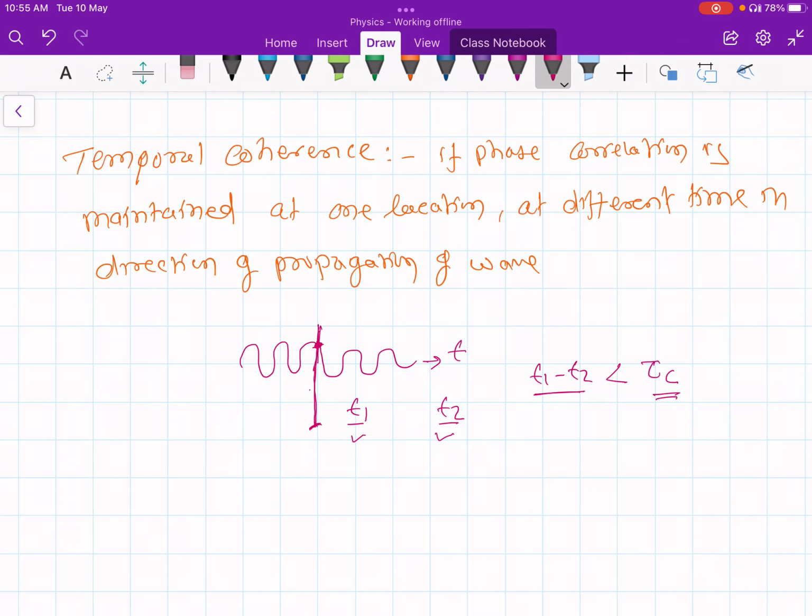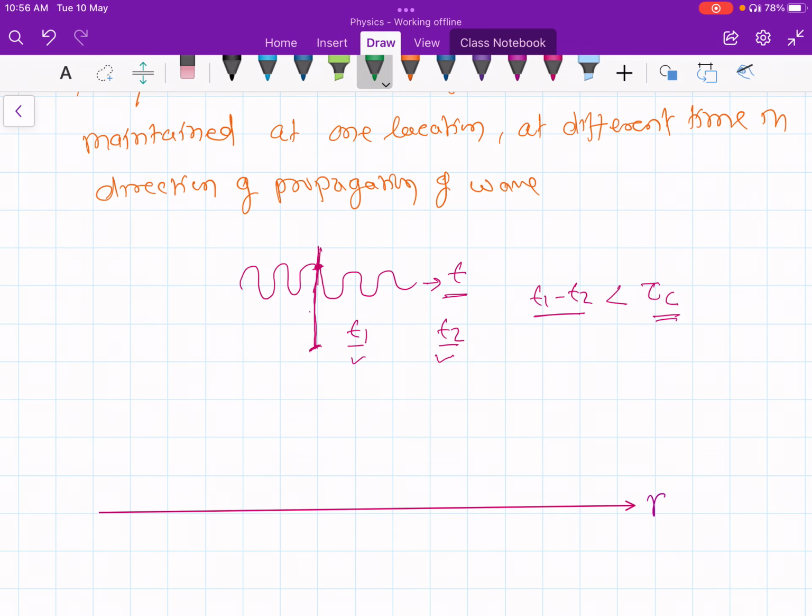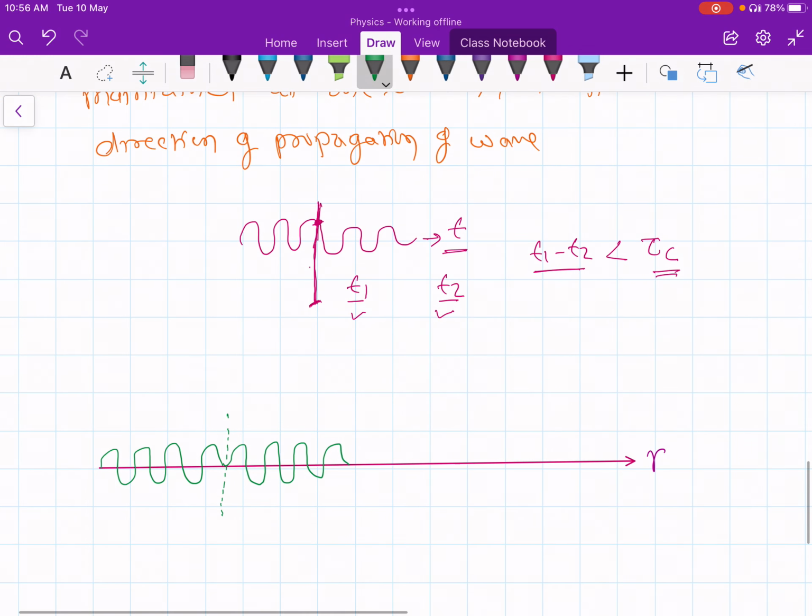On the contrary, suppose this axis I have denoted as a time axis. Instead of the time axis, let me take the axis as the distance axis. Now here I am considering r. This axis is r, the distance axis. And these are the wave packets. One wave packet and another wave packet, and that is the separation line between the wave packets where the phase changes abruptly.